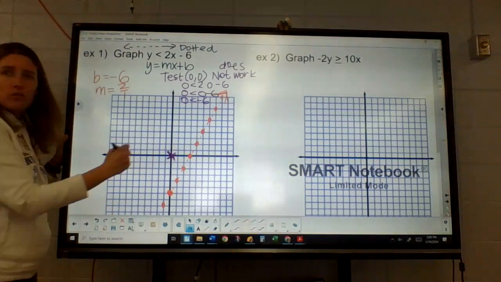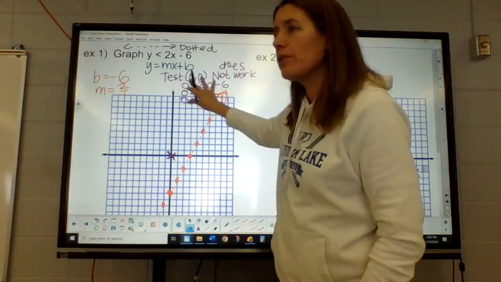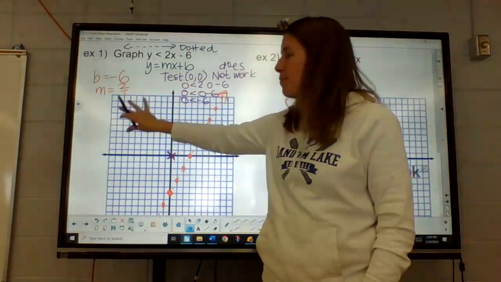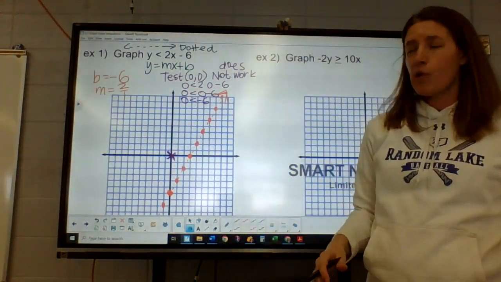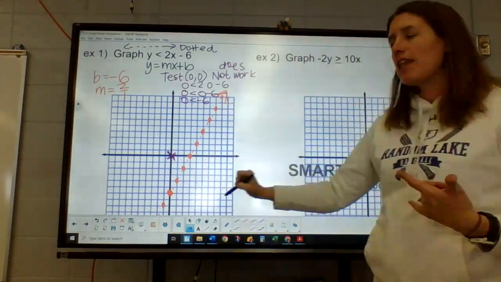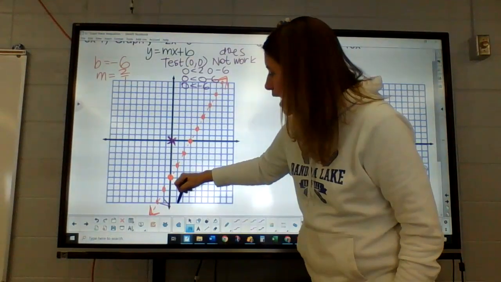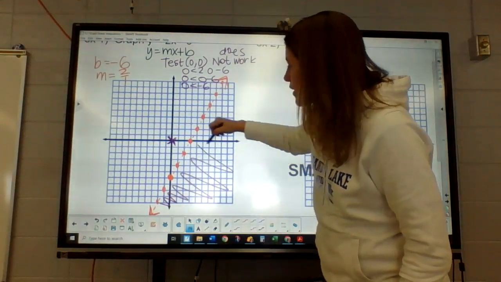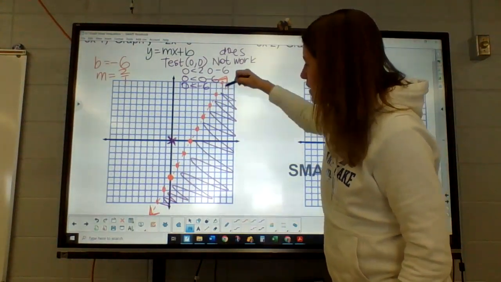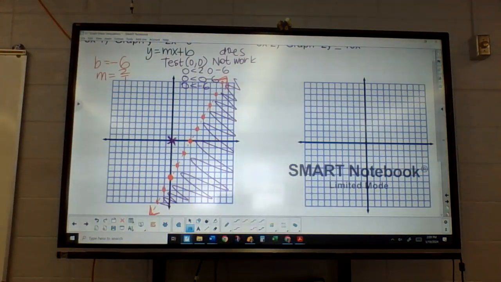So this one got it wrong. That means everyone else around it also got it wrong. If I tested any of the points on that side of the line, it wouldn't work. So what we have to do now is, this yellow line, or the orange line, is the divider line. I'm going to color on the other side. So I'm coloring over here. The colored spot is where my solutions would be. So that whole side of the graph would work.